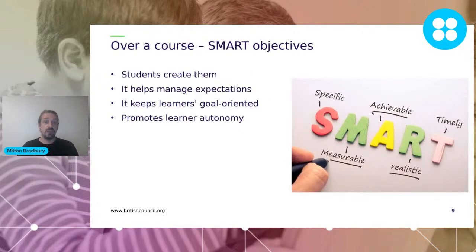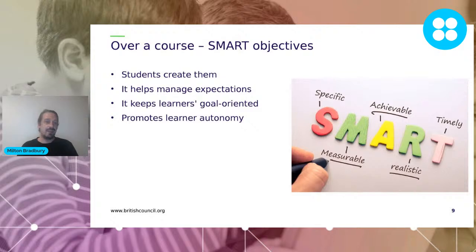Now, with adult learners, I always begin a new course with SMART objectives. For me, this is extremely useful. This serves as a form of a needs analysis. It helps me understand who the student is and why they're learning and what they want to improve in. But it's also very useful for the learners. Why are they good? Well, first of all, what is a SMART objective?